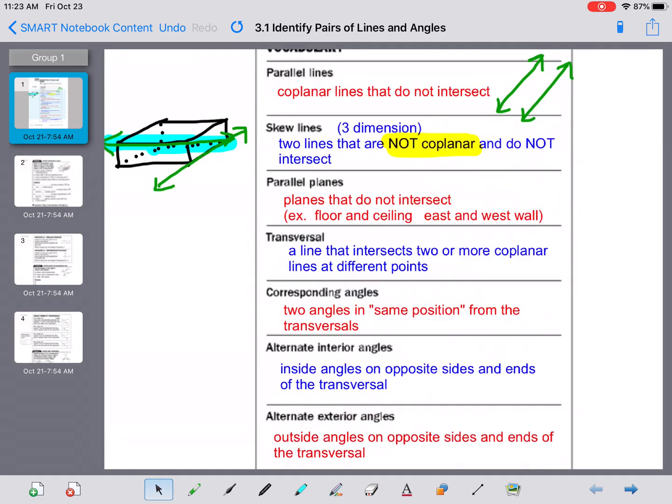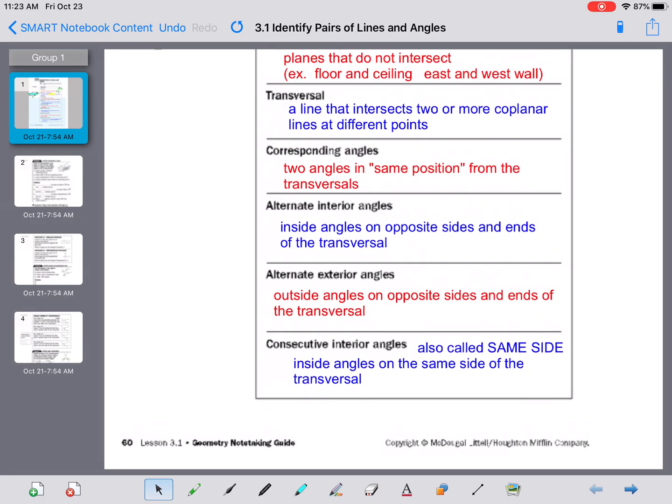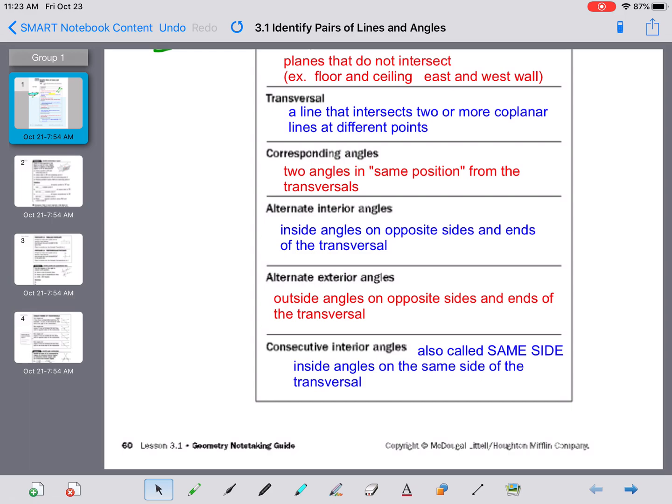And these are going to be super important for the rest of this chapter. The rest of these: transversal, corresponding angles, alternate interior angles, alternate exterior angles, and consecutive interior angles are all super important. You can write the words, or perhaps a picture makes more sense.